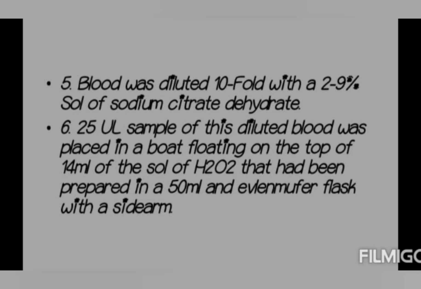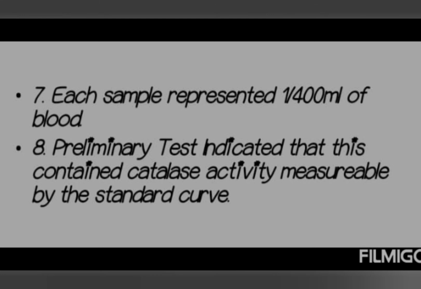So basically, an Erlenmeyer flask is also known as the conical flask or titration flask. It is basically used in laboratory for the titration purpose. Then each sample is represented by 1/400 ml of blood.